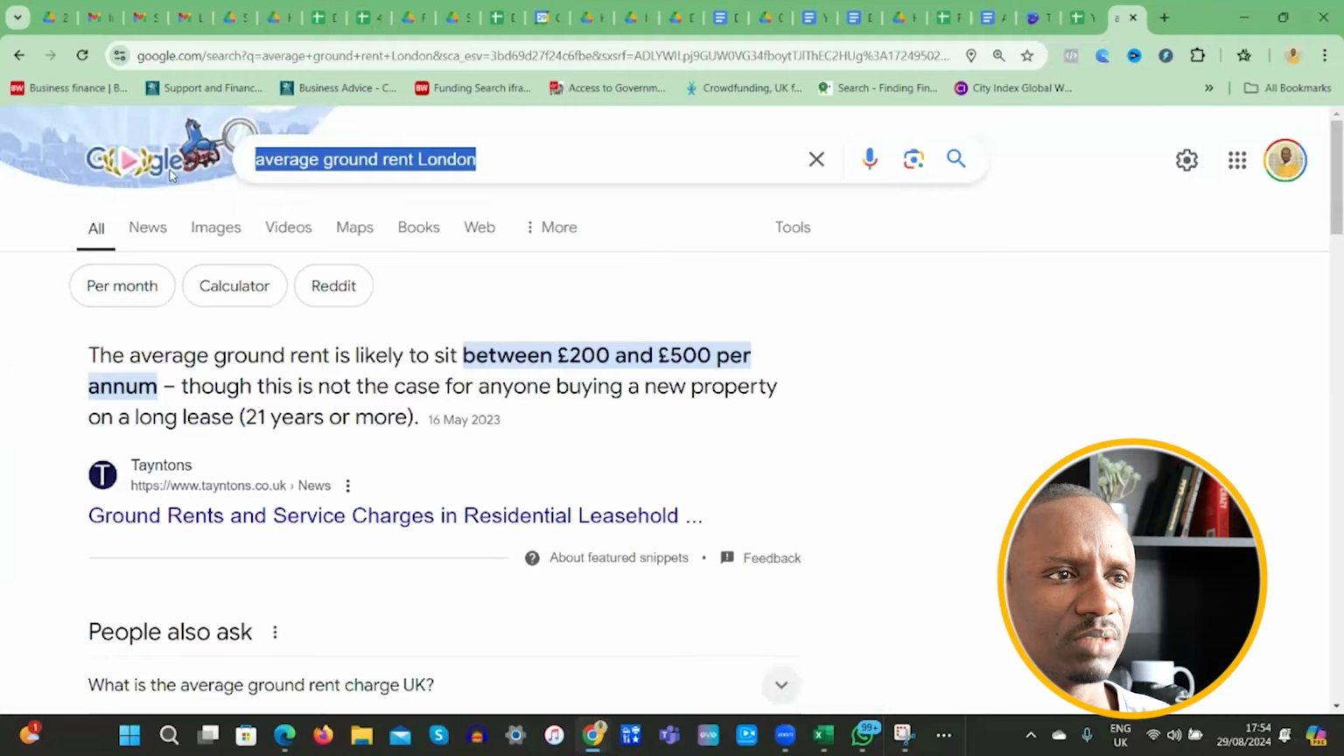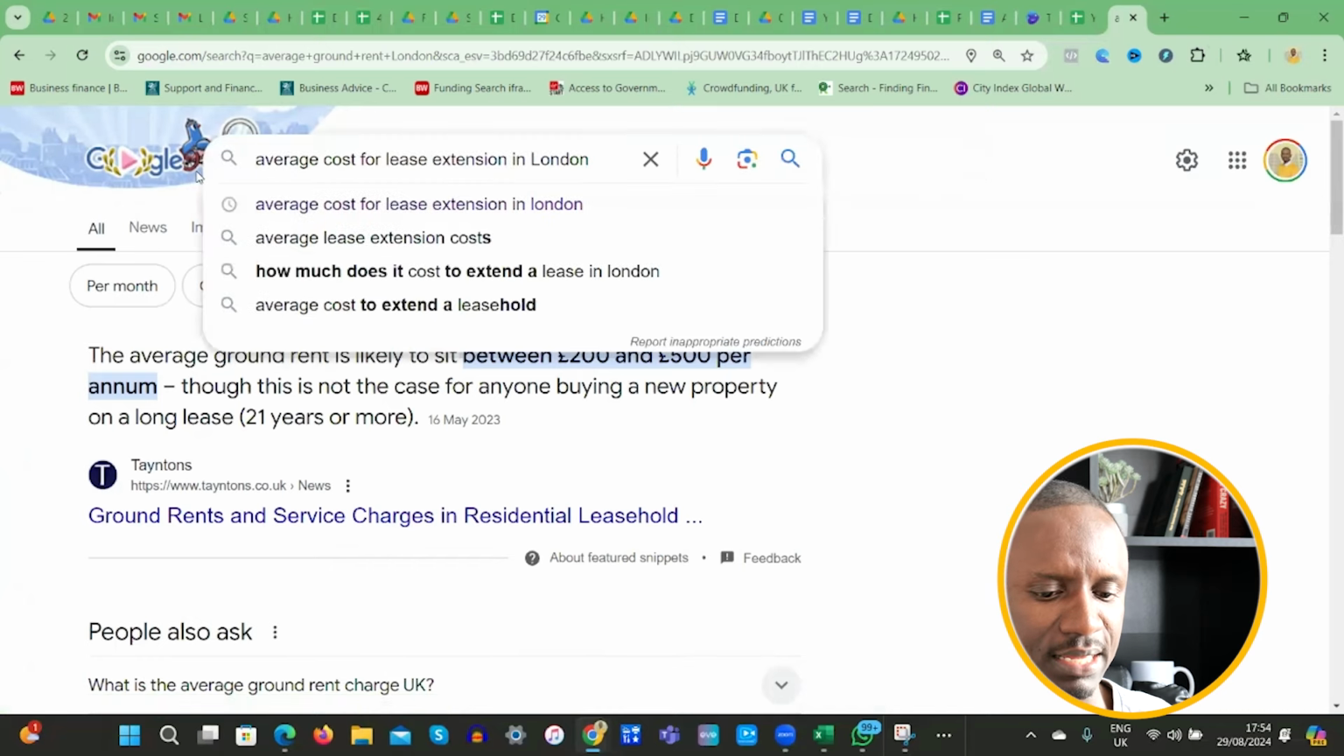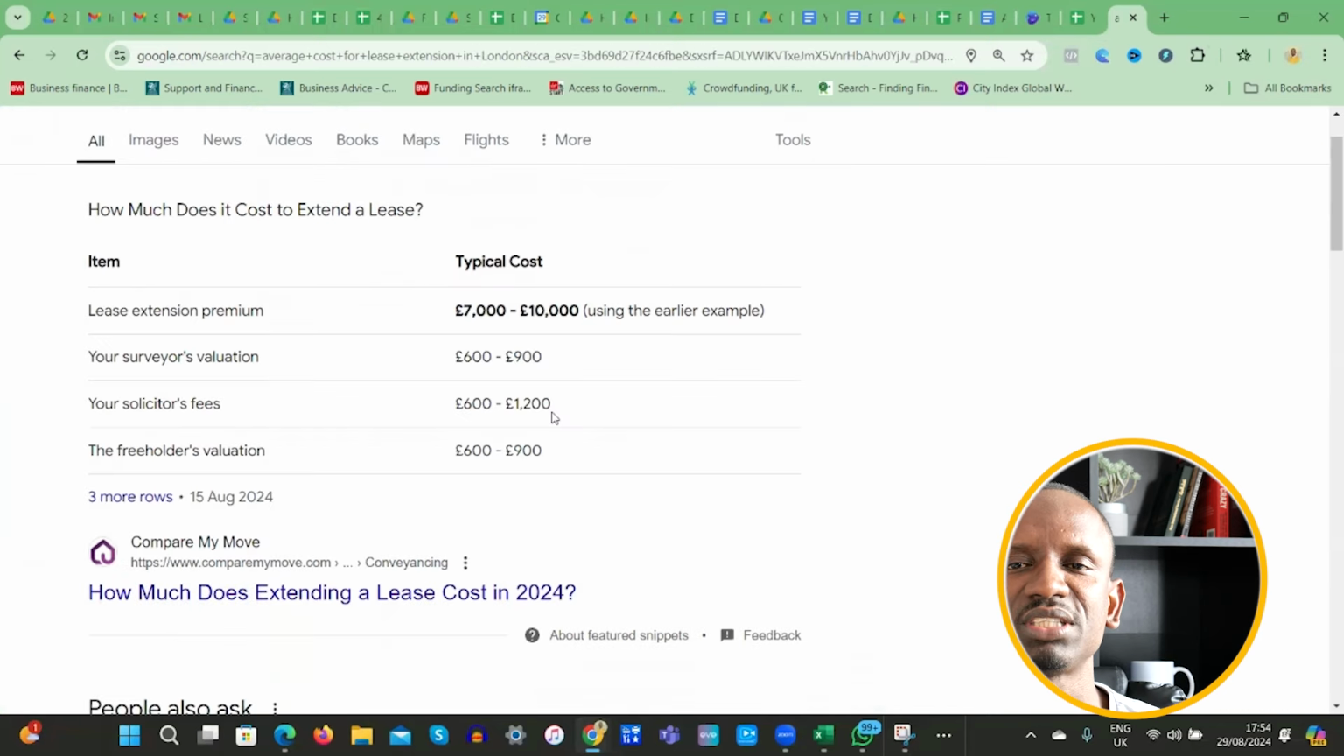Because we've got an apartment and our lease years will diminish, there will be at some point where we would need to extend our lease in order to get a mortgage, or in order for us to get a higher value of our apartment, or in order to be able to borrow against that property. So let's look again to see what's the average lease extension cost in London. Let's hit that. These are the costs associated with extending your lease in London.